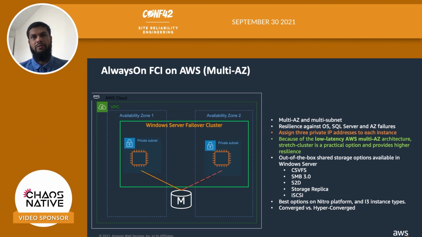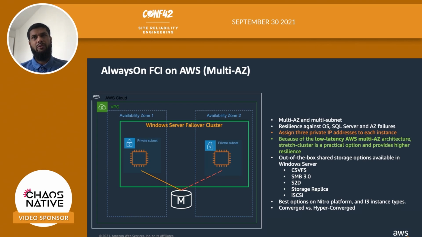So hence the reason we normally recommend customers think about multi-AZ deployment for mission critical databases, where you have lower RTO and RPO and you can't afford downtime. These databases should be deployed in a multi-AZ deployment. So FCI or multi-AZ, again, you have the storage coming out of the box, like SMB 3.0, S2D, iSCSI. Basically, what you do is create the multi-AZ on a multi-subnet resilience. It gives you protection against OS level SQL Server failures or AZ failures.